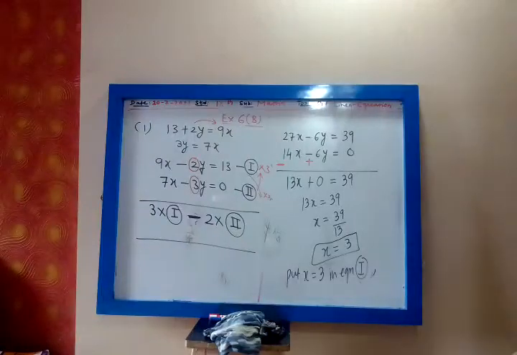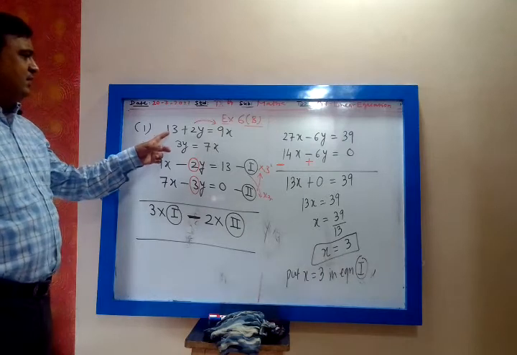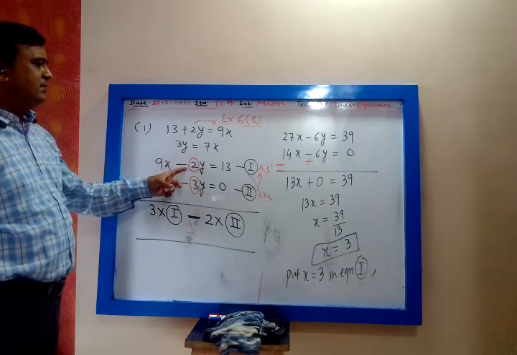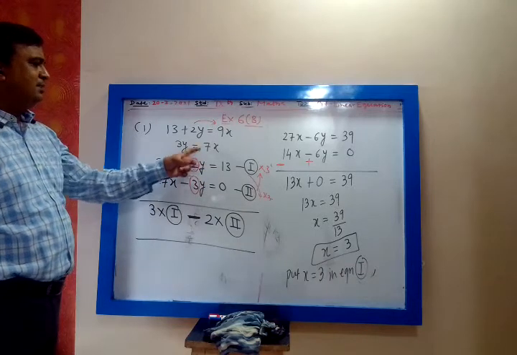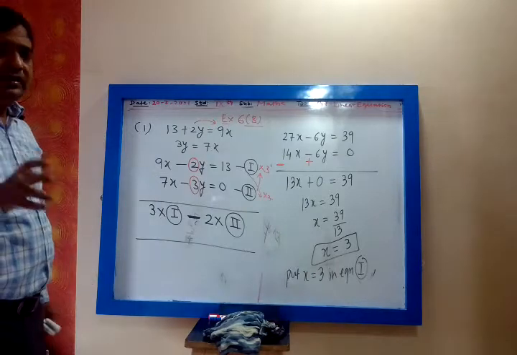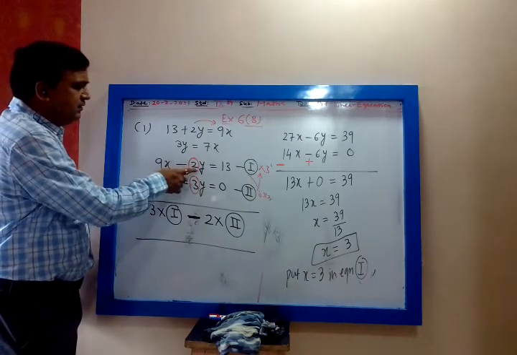Equation 1. Okay, so let me explain. You are given this equation, so write down these two equations in the form of a1x plus b1y is equal to c1. Now by equating coefficient method, either you have to make the coefficient of y equal or x equal. Let me make the coefficient of y equal.